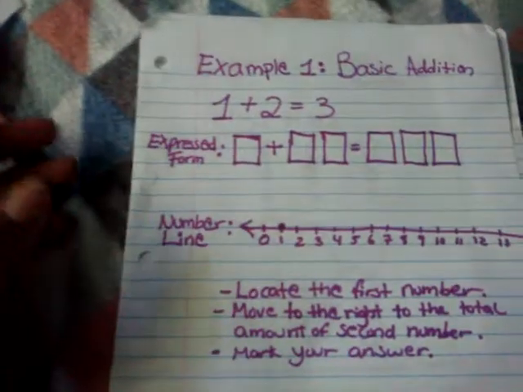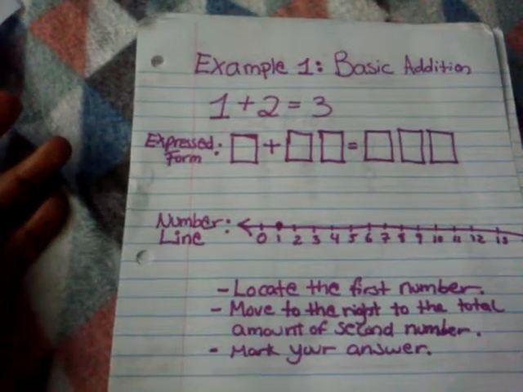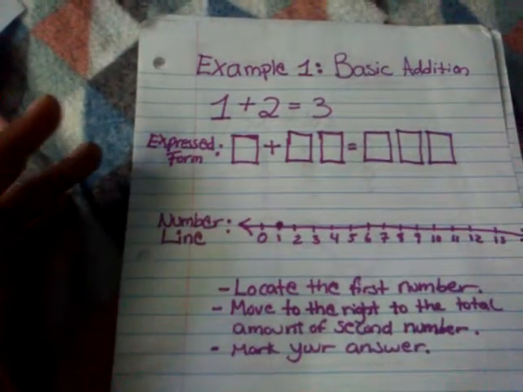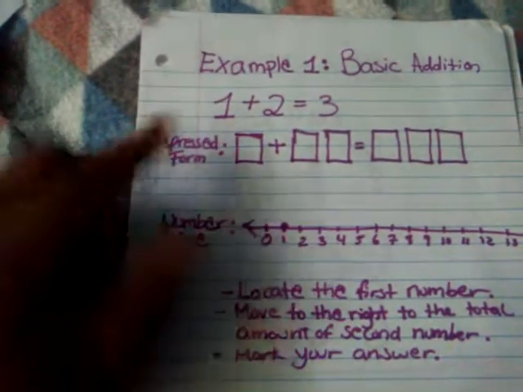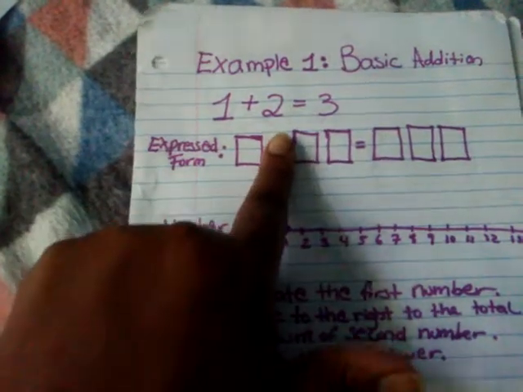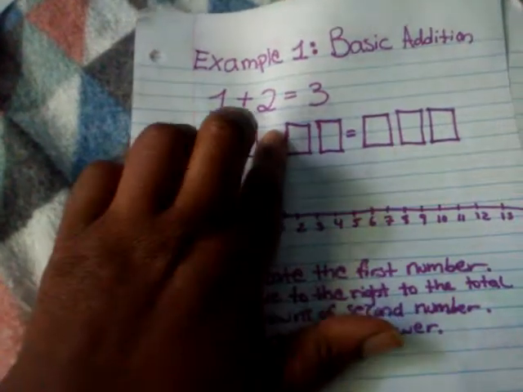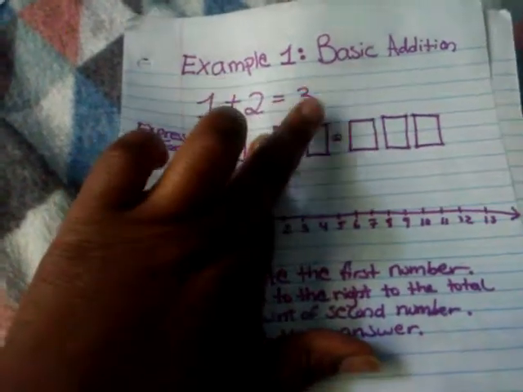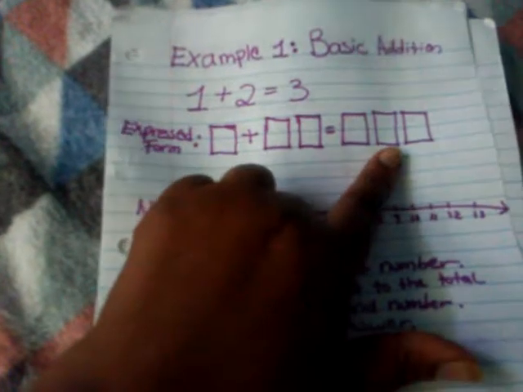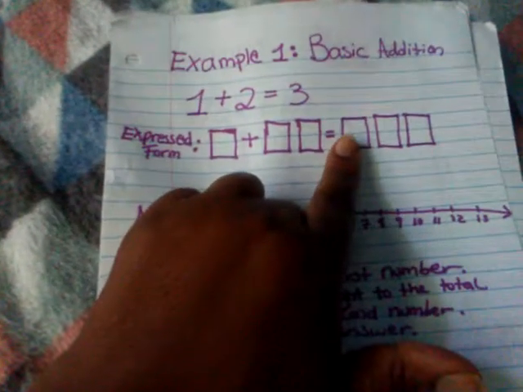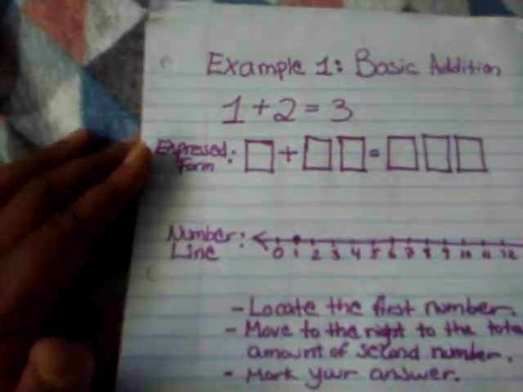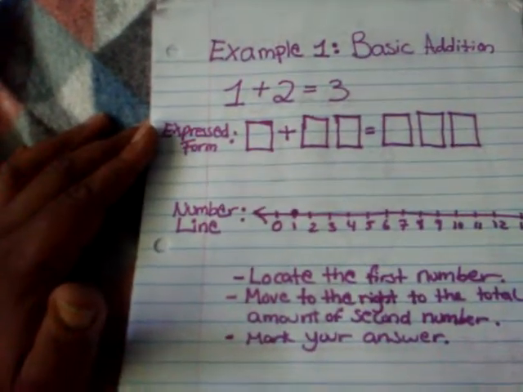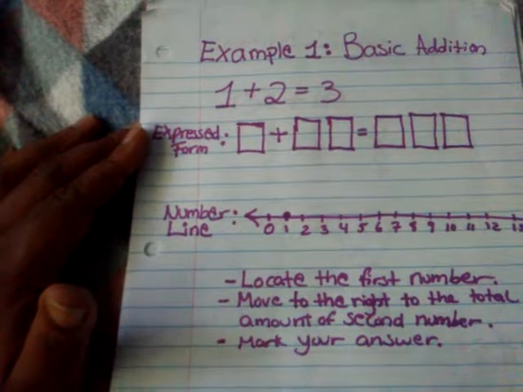If we didn't have the answer and you wanted to find the easiest way to find it in the expressed form, you just put your hand on top of the sign, as if it's invisible, and then you count 1, 2, 3, and this will be the answer, which is 3 squares. This is the easiest way to answer a basic addition problem.